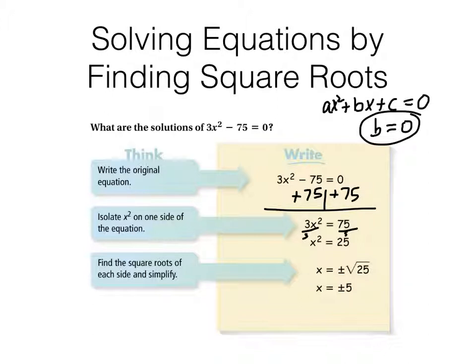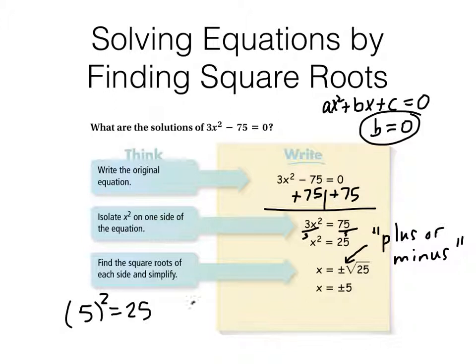Now this is the part that's new. When you take the square root of 25, you have to put this symbol in front of it, and it's called plus or minus. That's the name of the symbol. And what it indicates is that there's actually two answers there, both a positive and a negative 5. Because if you take the square root of 25, it could be a positive 5 squared to give you 25, but it also could be a negative 5 squared to give you 25.